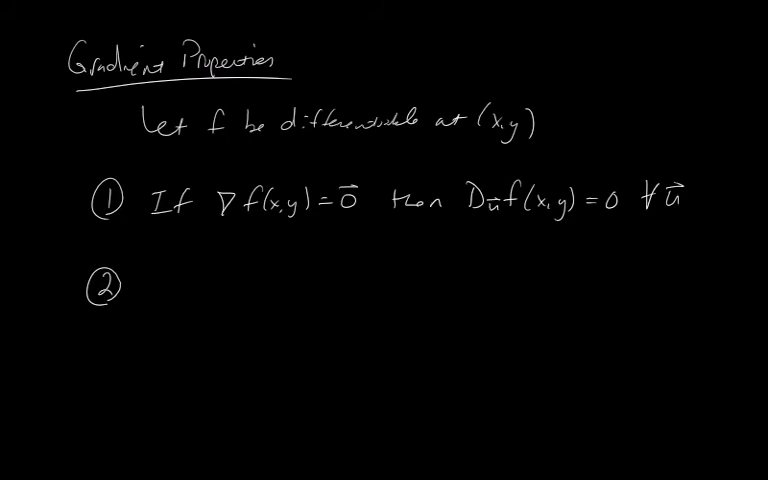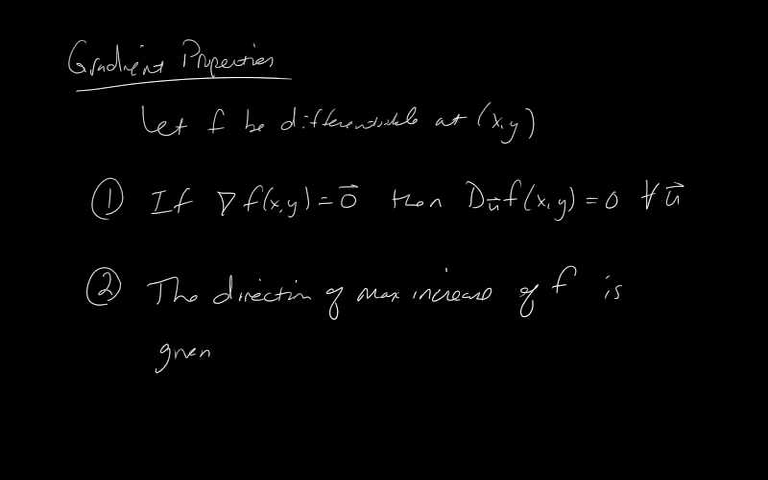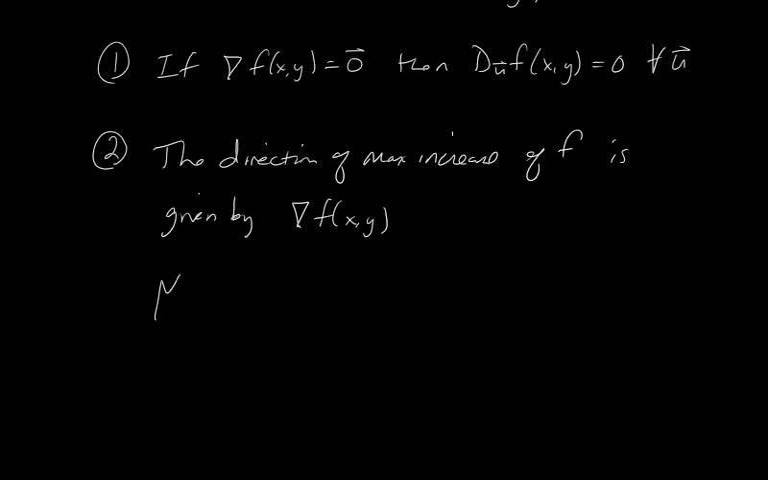Number 2: the direction of the max increase of f is given by the gradient of f(x,y), and the maximum value of the directional derivative is the magnitude of the gradient. Max value of the directional derivative is equal to the magnitude of the gradient.